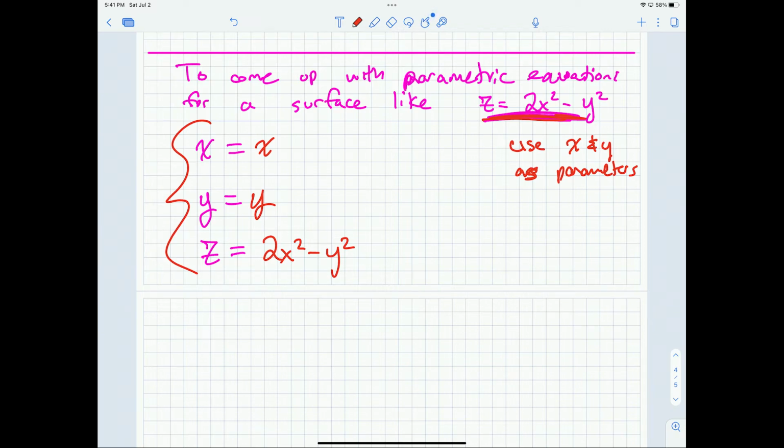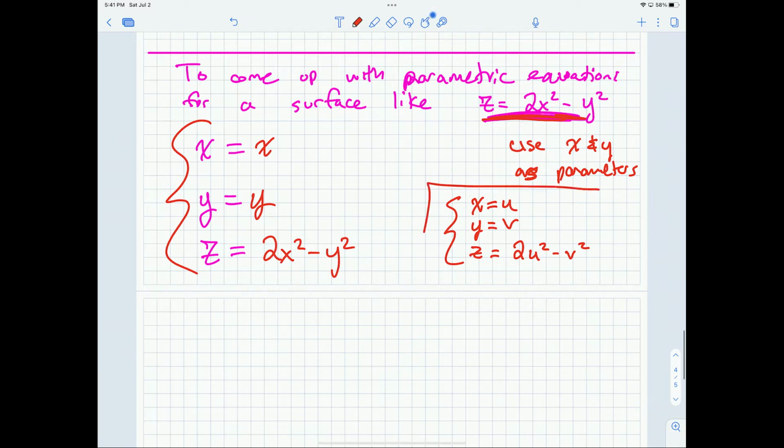So you can do that. Or if you're trying to be fancy, maybe you do it this way. You change the name. So you say x is u, y is v, and z is, well, it's supposed to be x squared minus y squared, but how about u squared minus v squared, since x is u and y is v? Right? Does that make sense? So this is how you parameterize a surface.